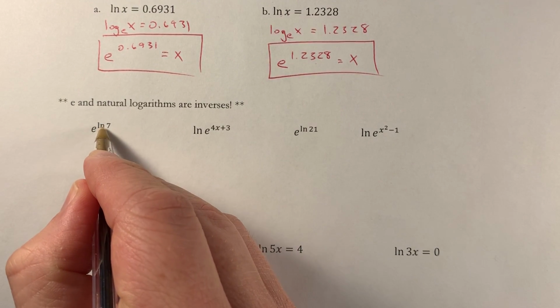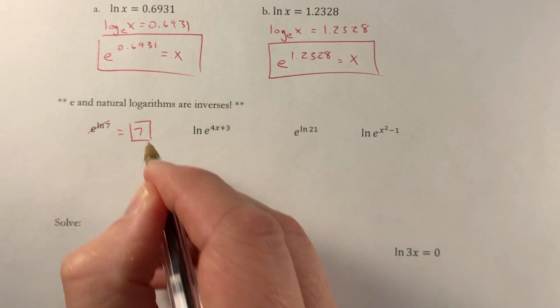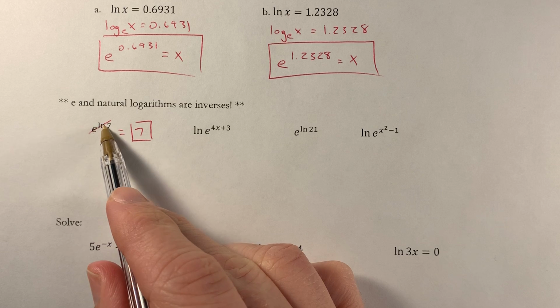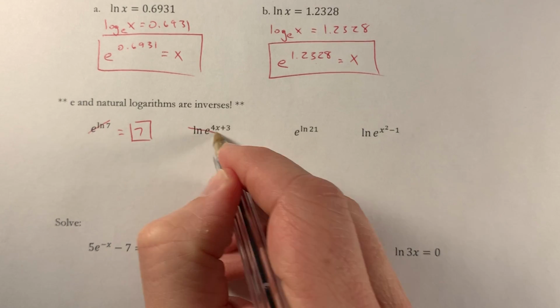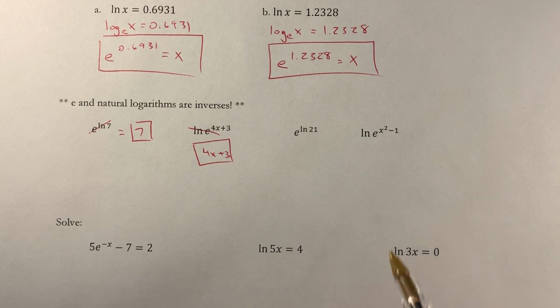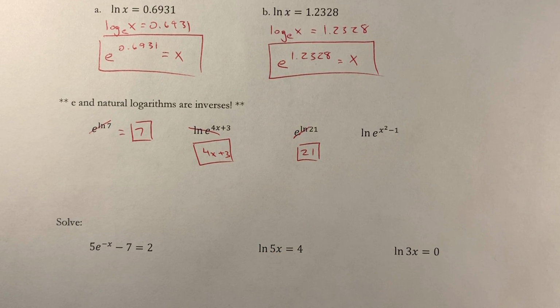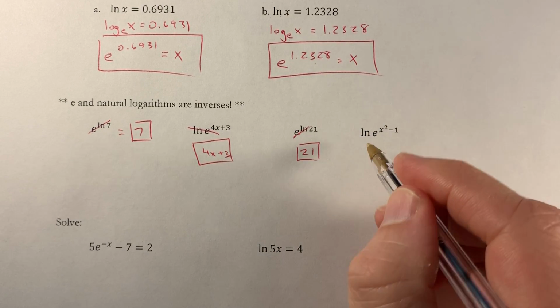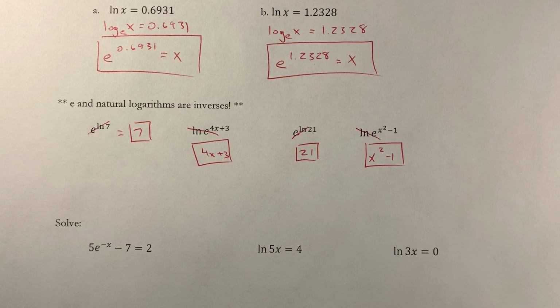So e to the power of ln 7 is 7. So natural log and e will cancel each other out. Natural log e to the 4x plus 3 is 4x plus 3. e to the power of natural log 21 is 21. And natural log e to the x squared minus 1 power is x squared minus 1. Okay, so when we solve equations doing inverse operations, we can use e and natural log to cancel each other out.